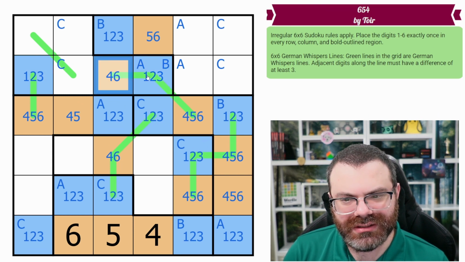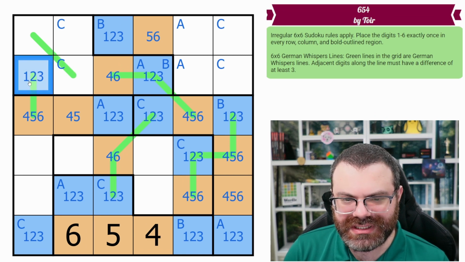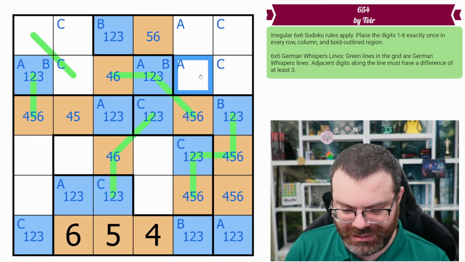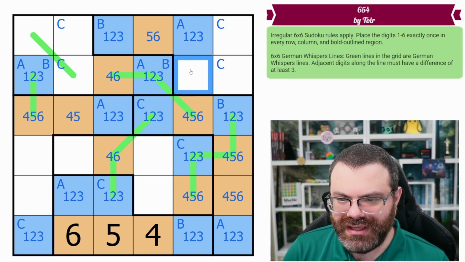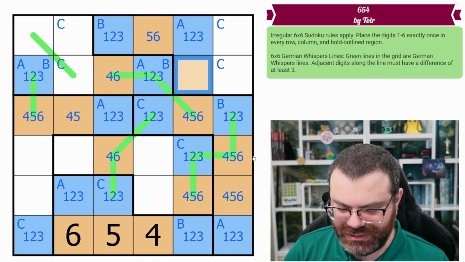Ooh, wait. Yeah, because this isn't C. The C is over here, so this can't be C. So this is A or B. That's an AB pair. We can have more A's or B's here. So that actually places the A here. This is blue, and it's an A. And then this is orange, which is 4, 5, 6.